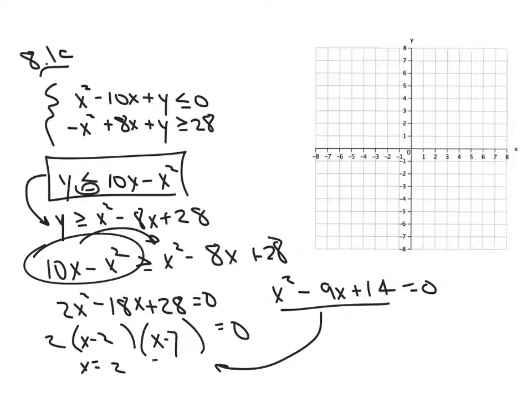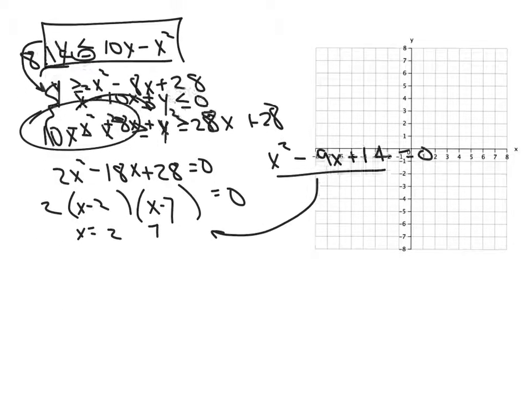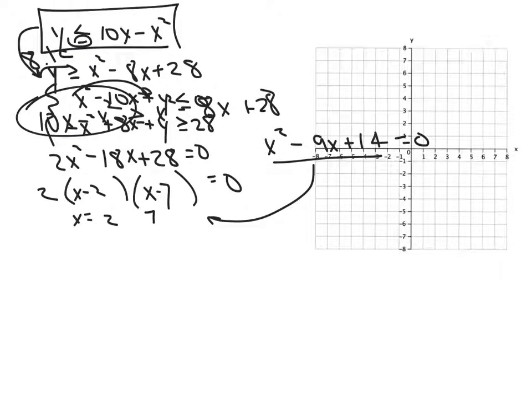Therefore, my x is 2, and it's also 7. And when I plug those in to find y, I find out that my y then, when x is 2, my y is 16. And when my x is 7, my y is 21. Okay? So that, in essence, is where my 2 points are, or where my graph crosses.